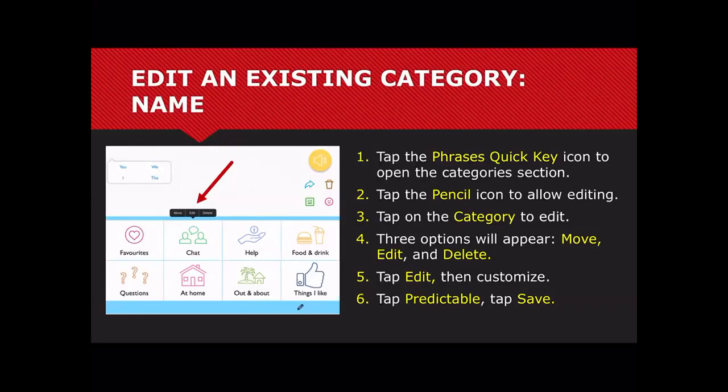So you're going to tap the phrases quick key, which is the green lines on the right in the feature keys, and they'll bring up the picture squares at the bottom. If you want to edit the name of one of the categories, you click on the pencil. Then you click on the category you want to edit, and you'll get three options: move, edit, and delete. So you would hit edit, customize it as you like, and once you're done, you hit predictable.